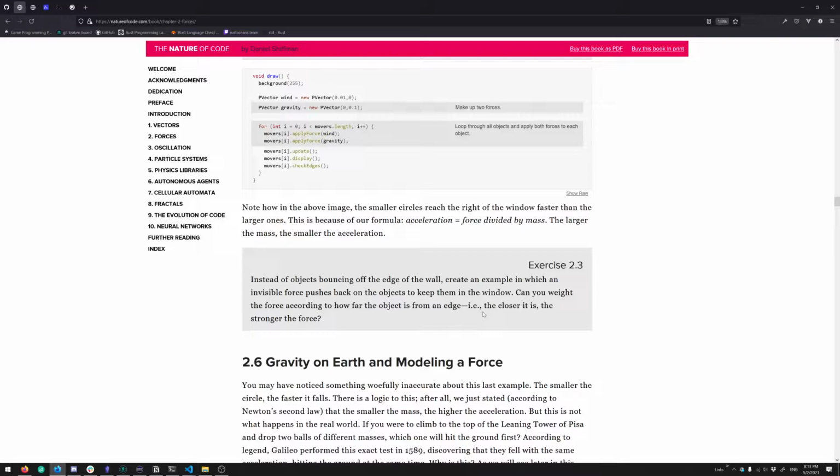In this video, we're going to be going over exercise 2.3. Instead of the objects bouncing off the edge of the wall, create an example in which an invisible force pushes back on the objects to keep them in the window. Can you weight the force according to how far the object is from the edge? As in, the closer it is, the stronger the force.